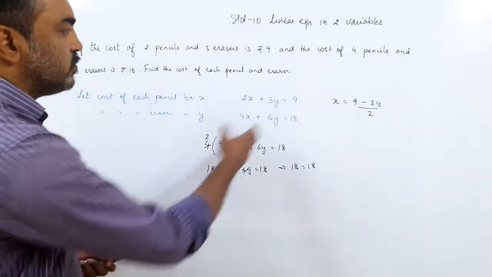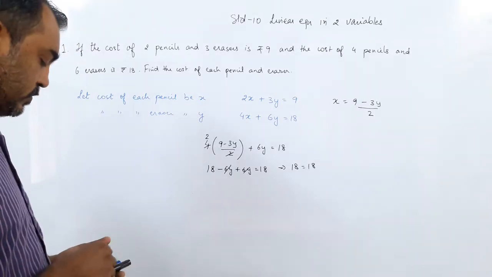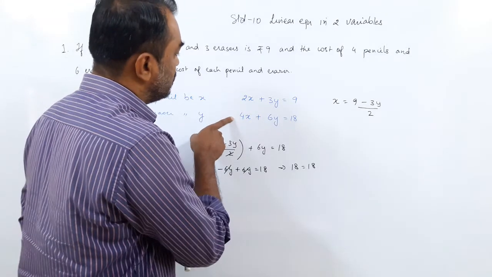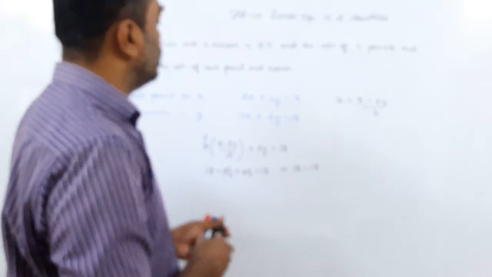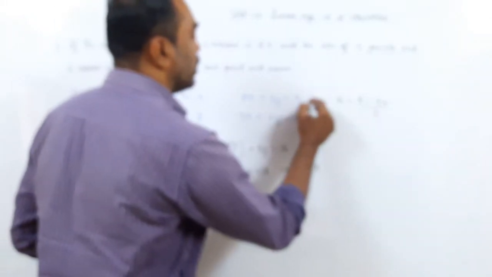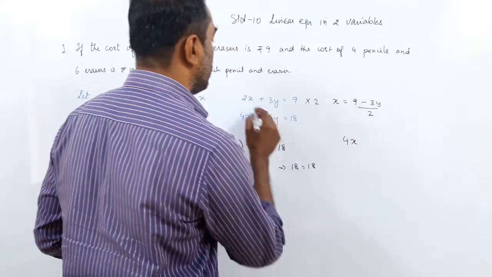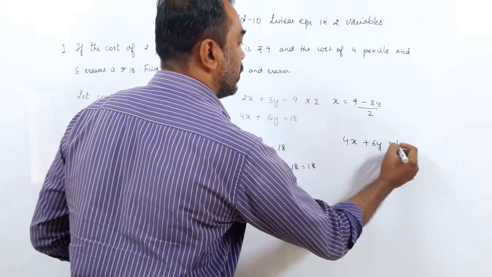Why? Because we have substituted the value. Let us try the elimination method. In the elimination method, let us eliminate x. So what is the LCM of 2 and 4? The LCM of 2 and 4 is 4. So I multiply the upper equation by 2. So 2 twos are 4, 2 threes are 6, 2 nines are 18.